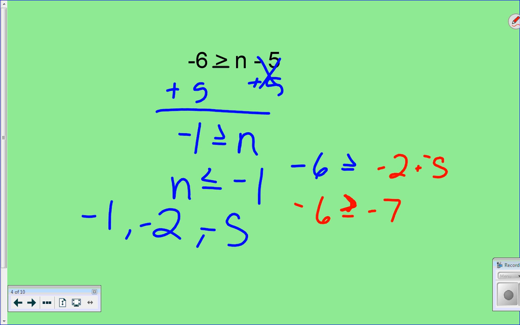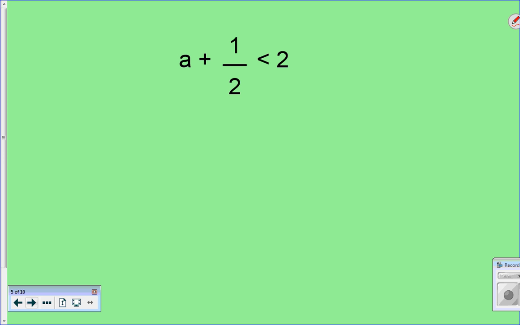Okay. How are we doing so far? Good, right? All right, let's try this one. A plus a half is less than 2. So I'm going to subtract a half. I think I know how to do this. Minus a half here. A is less than 1.